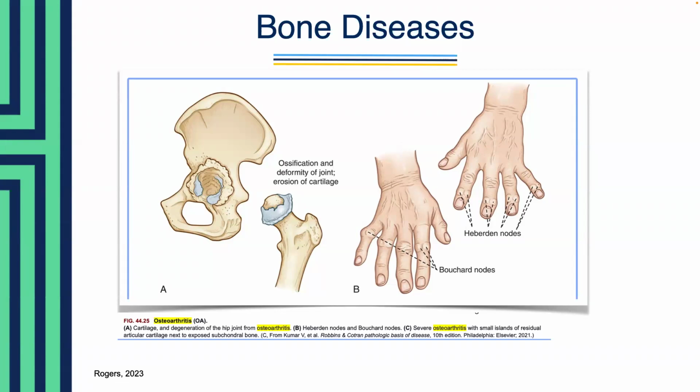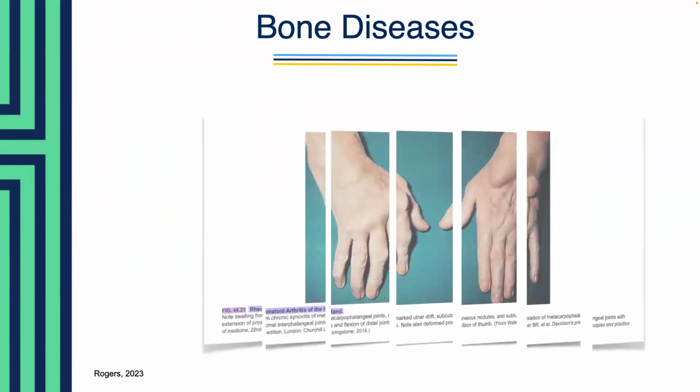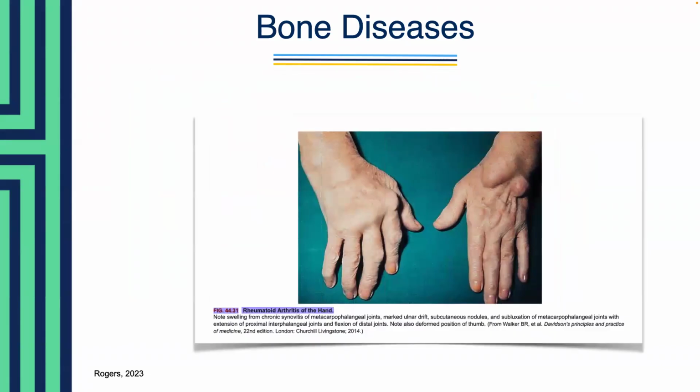In this image from the textbook, you can see the ossification and deformity of the joint, erosion of the cartilage, and the nodes formed by osteoarthritis. Oh, this is not the right one. That is the rheumatoid arthritis. I apologize, but it shows that deformity and the erosion, which we're going to go into in just a minute.